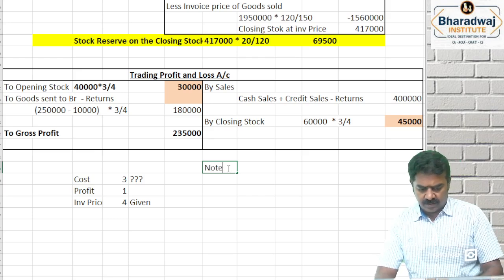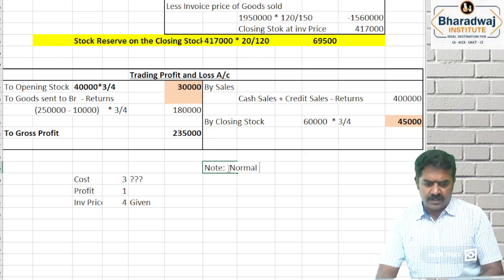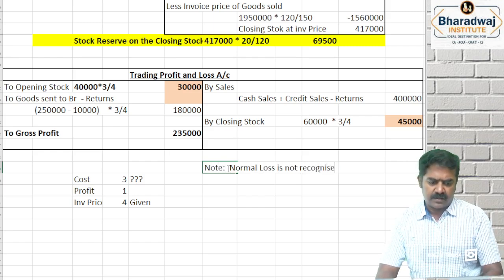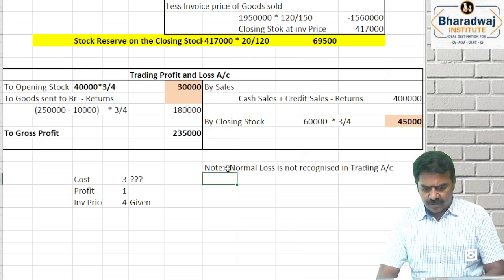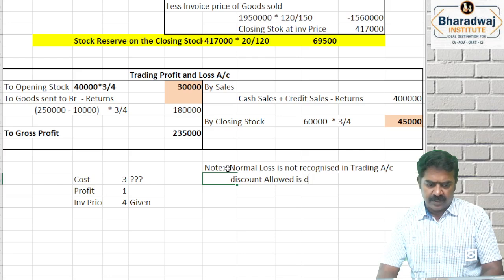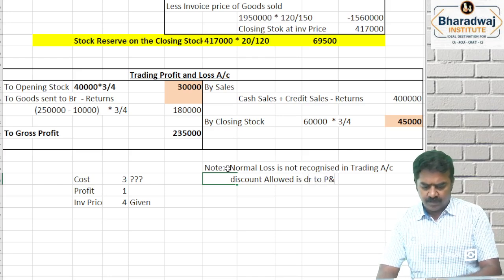Please note, normal loss is not recognized in trading account, and the discount allowed is debited to which account? Profit and loss.